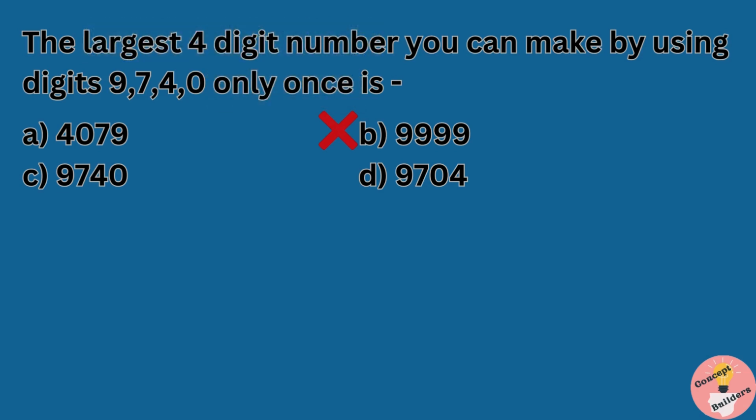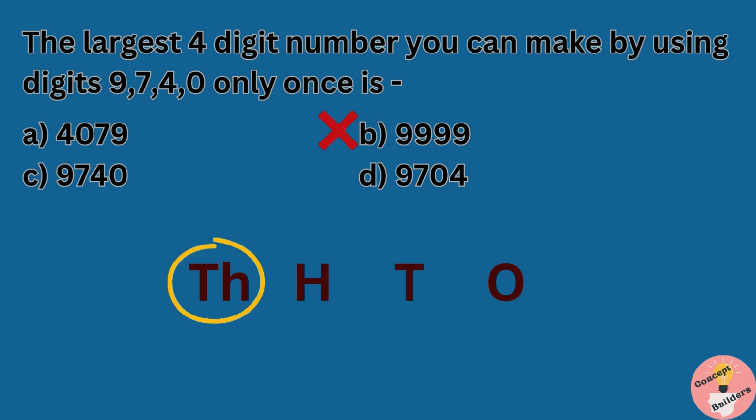Now, let's create 4 places where we can start putting digits: ones, tens, hundreds, and thousands places. The leftmost place is the most important place to make a number larger or smaller. So, if we want to form the largest number, we have to put the largest of these digits in the leftmost place. What is the largest digit here? It is 9. So let's put 9 at the leftmost place.